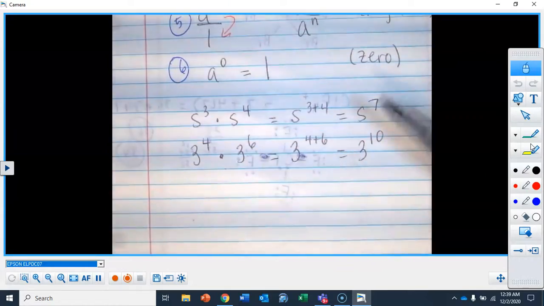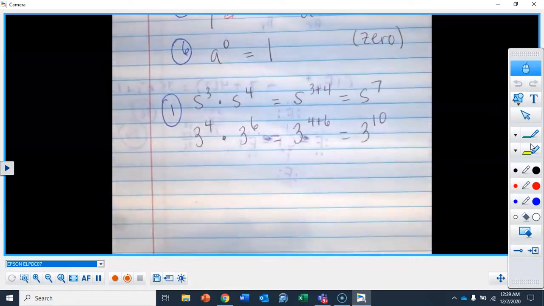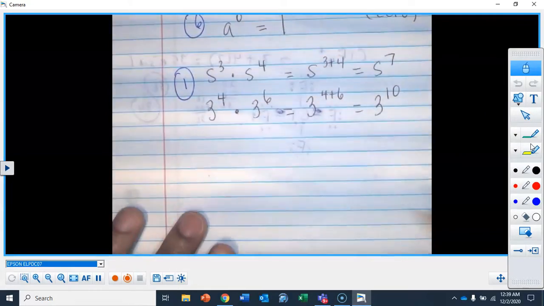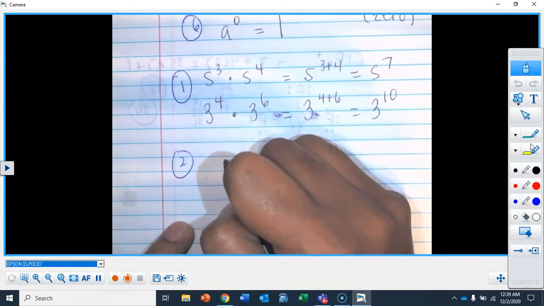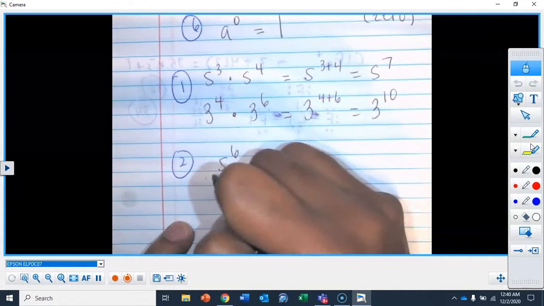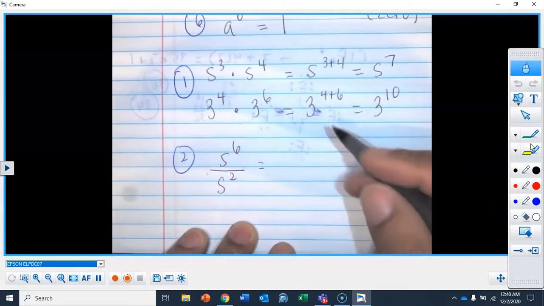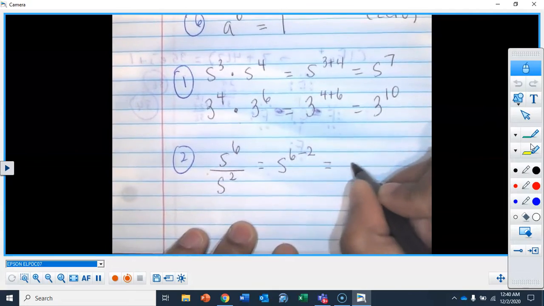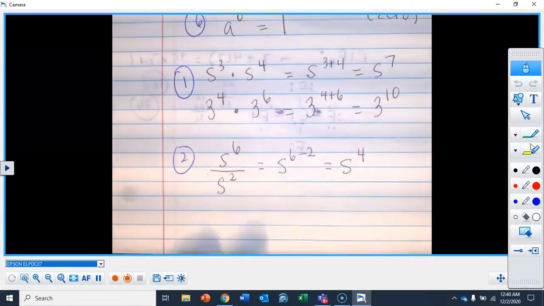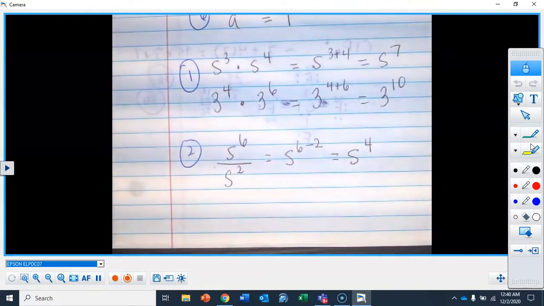All right, next one. What about the quotient? So again, this was law number 1 examples. Let's go to number 2. So the quotient one says, hey, what if I have, I'm going to use the same letters, s to the 6th divided by s to the 2nd. Okay, so here we're going to do subtraction. So we're going to do s to the 6 minus 2 equals s to the positive 4. And I'll spare you guys, but I can expand this visually and show you that as well. But we'll just stick with the formulas.